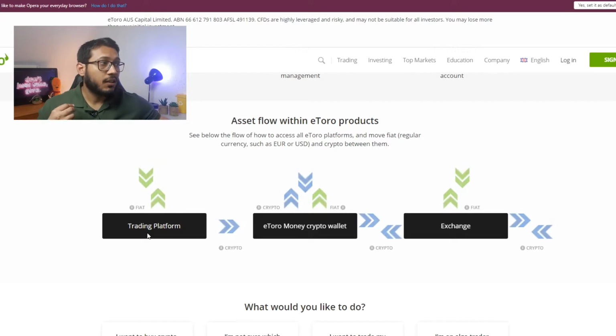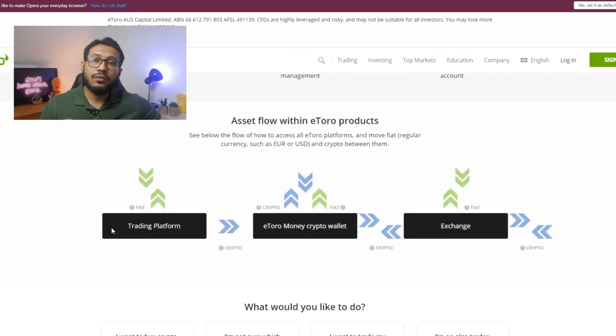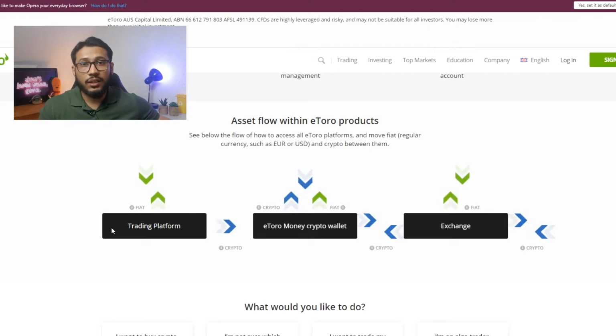For example, one can receive and send fiat currency from the eToro trading platform. One can only send cryptocurrency from the eToro trading platform into the eToro money crypto wallet. In the eToro money crypto wallet, you can send and receive cryptocurrency. In supported countries, you can also convert from your cryptocurrencies into fiat currency within your eToro money wallet, but I don't see this option available in Germany and in many other countries. So have a look if it's available in your country or not.